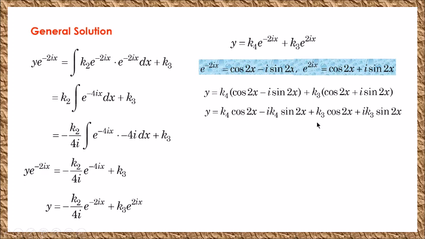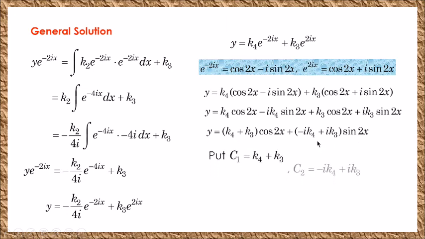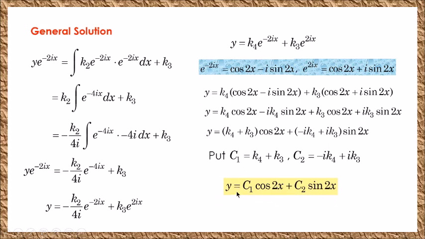Collecting these two terms having cosine, we have (k sub 4 plus k sub 3) multiplied to cosine 2x. Combining those with sine functions, we have (negative i k sub 4 plus i k sub 3) multiplied to sine 2x. So let's simplify this arbitrary constant into C1, and this arbitrary constant, negative i k sub 4 plus i k sub 3, into C2. So hence, this general solution becomes y equals C sub 1 cosine 2x plus C sub 2 sine 2x. So that's the general solution.